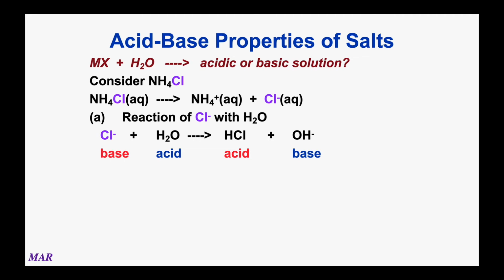Now, we're going to think about both the ammonium and the chloride separately. So let's look in this example at what happens with chloride. Well, chloride, if it was to react with water as an acid or a base, it would steal an H plus to make HCl. It can't steal OH minus. Cl minus and OH minus would repel. But it can steal the H plus to make HCl and hydroxide.